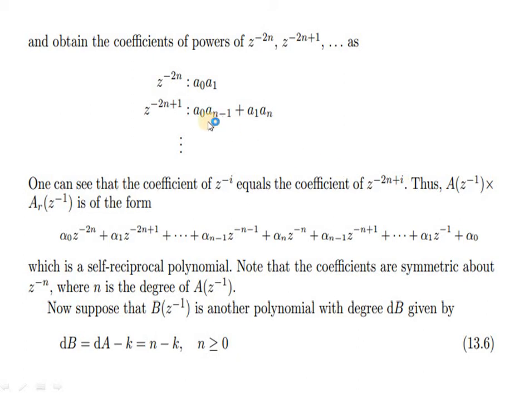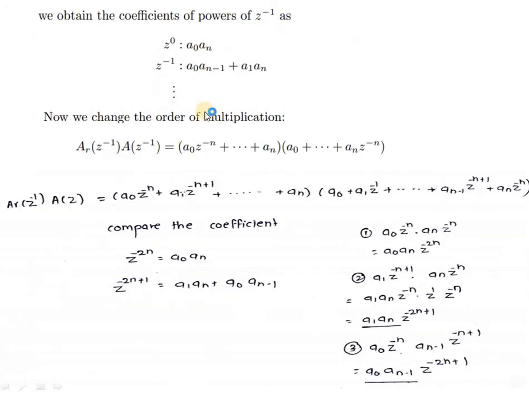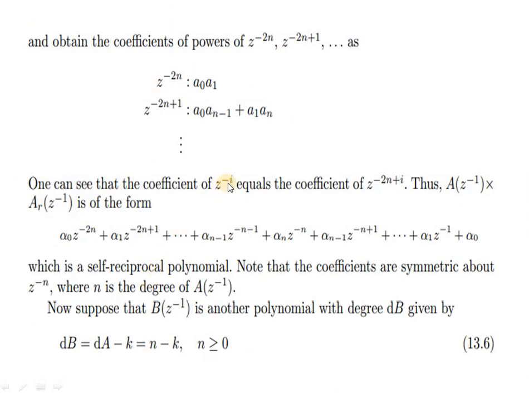That is, we can see here the coefficient of z raised to minus 2n is equal to a0 into an, but at the same time the coefficient of z0 is also the same as a0 into an. Likewise, the coefficient of z raised to minus 1 is equal to a0 into a of n minus 1 plus a1 into an. This coefficient is the same as the coefficient of z raised to minus 2n plus 1. That is, the coefficient of z raised to minus i is equal to the coefficient of z raised to minus 2n plus i.